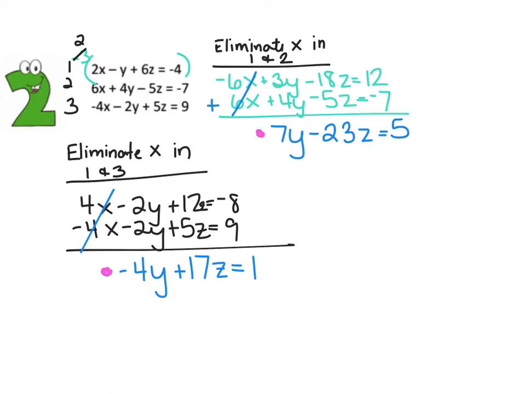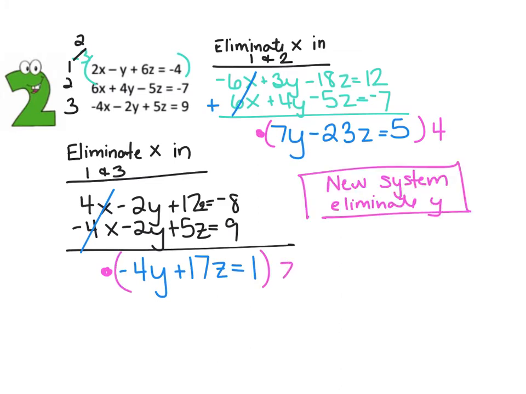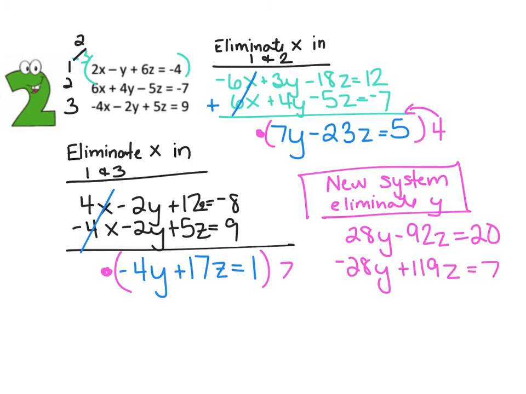I'm going to try to create opposites. So I'm going to multiply this one here by 4 to get rid of my y's. That would make a 28y, which means I need to multiply the bottom one by 7. So that's going to produce 28y when I distribute this 4, minus 92z equals 20. And the bottom one would be -28y. 7 times 17 is 119, so plus 119z equals 7.